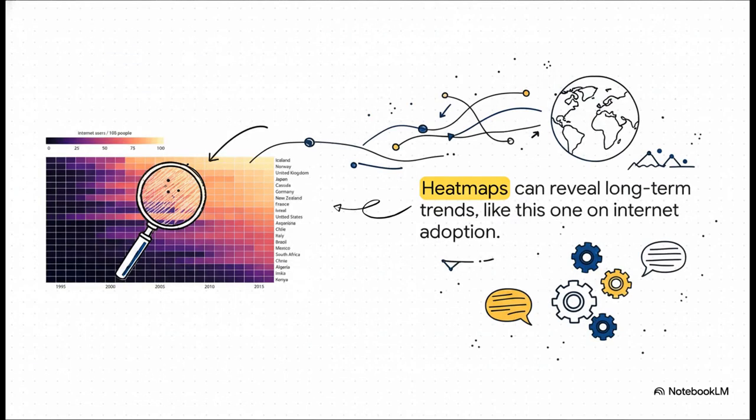And of course, in scientific research, visualization is just fundamental. It's how researchers discover patterns in these enormous data sets. A heat map like this, for example, shows how the internet spread across the globe over 20 years. You can see in a split second which countries were early adopters and which ones are still catching up. It's an incredible tool for both discovery and communication.